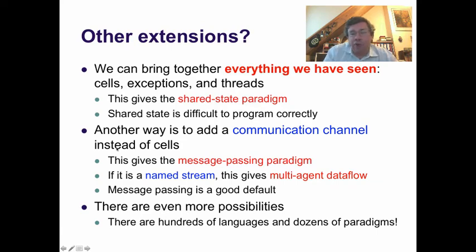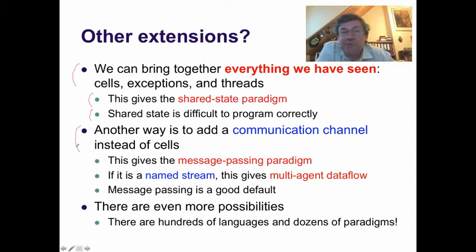But can we go further than that? Well, one obvious thing to do is to put everything together. Put cells, exceptions, and threads into one big kernel language where everything is there. And in fact, this is possible. This gives the shared state paradigm, which lets you do shared state concurrency. In fact, this one is quite difficult to program correctly. You have to build certain kinds of concurrency abstractions if you really want to use this, such as transactions and monitors. Otherwise, it's extremely difficult. And even with the abstractions, it's difficult to program.